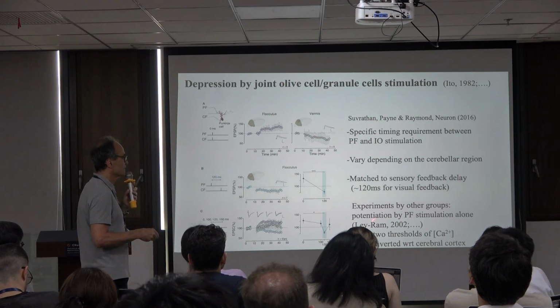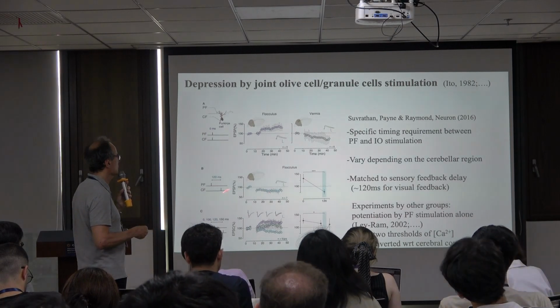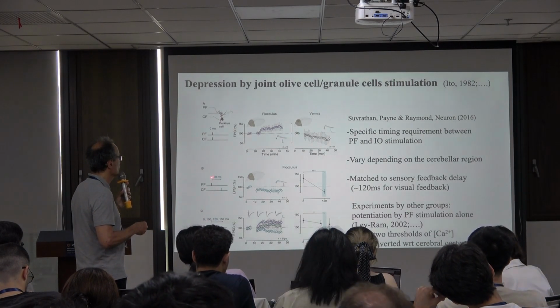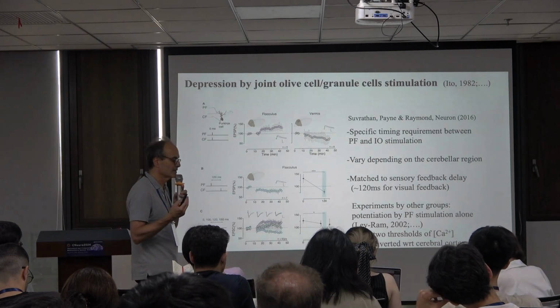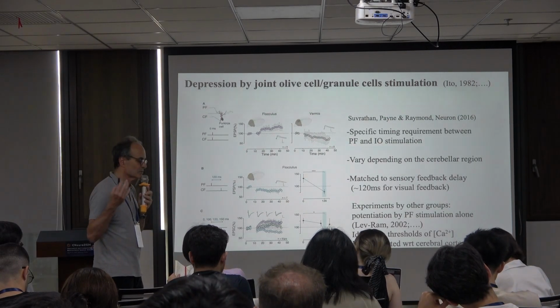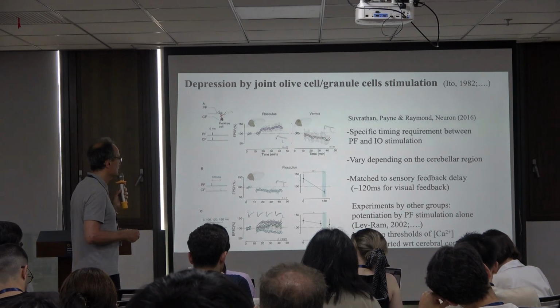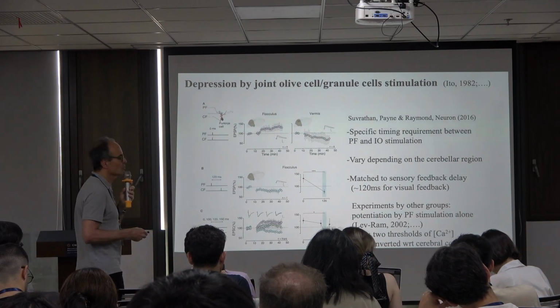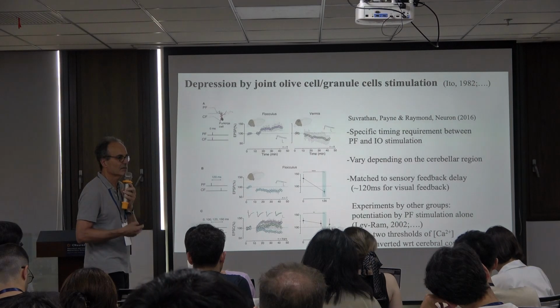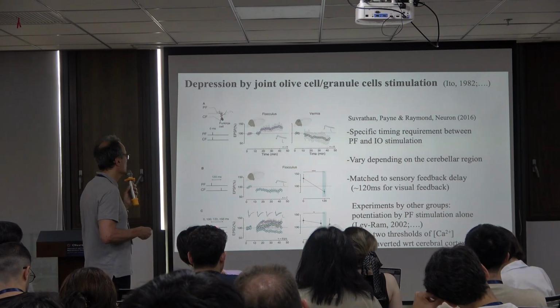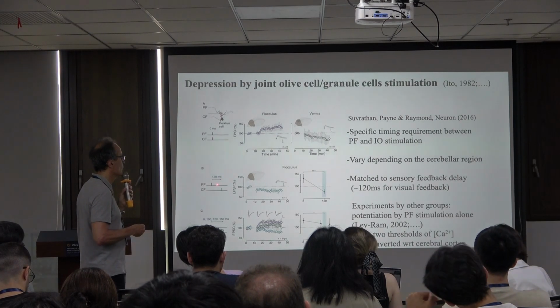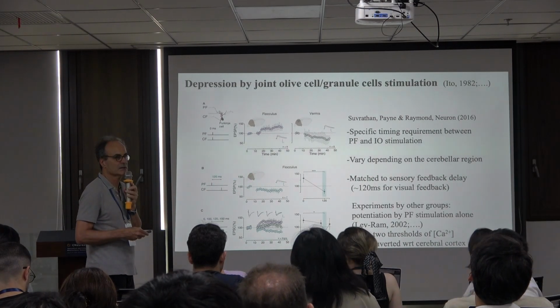The experiment was with other groups showing that, of course, if you have only depression, at the end all the synapses would have vanished. So you need some compensating kind of potentiation. And other groups have shown that if you do parallel fiber alone, then you get potentiation.